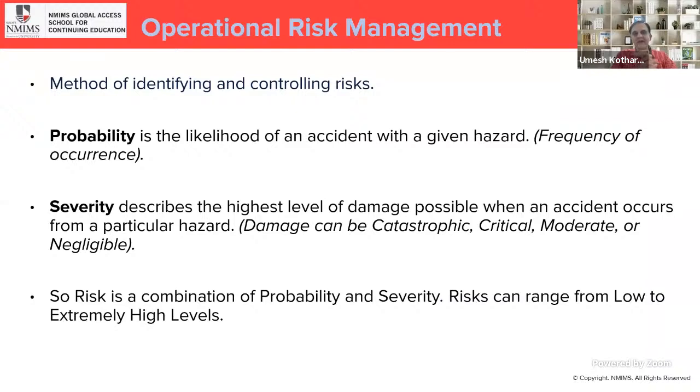In operational risk management, when you are assessing risks, two variables are very important before you can do anything: one is the probability of that risk, and the other is the severity of that risk. How do we explain probability and severity of a risk? What do you understand by these terms, probability and severity? Anyone?